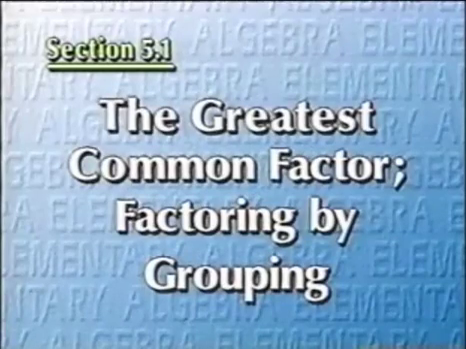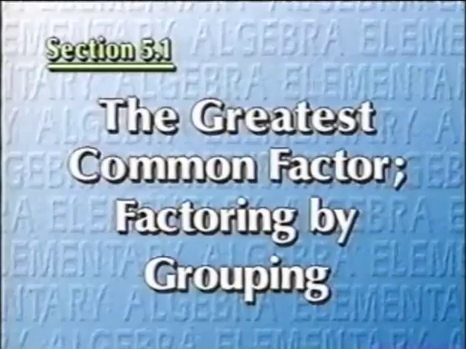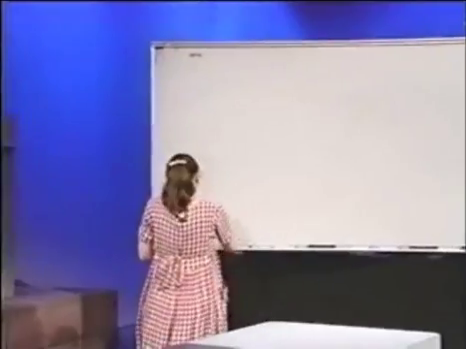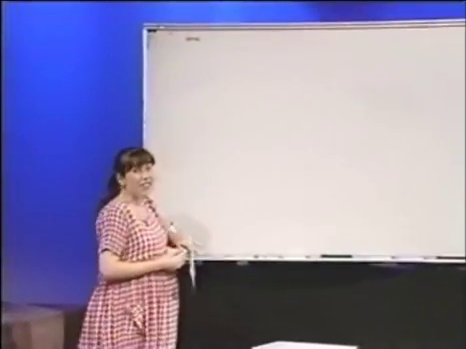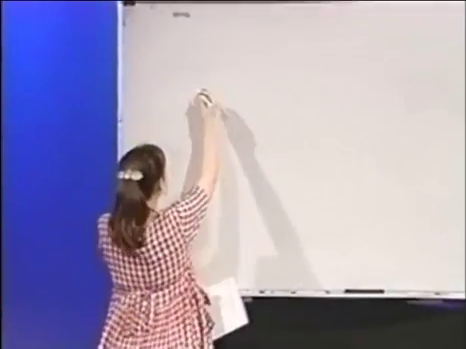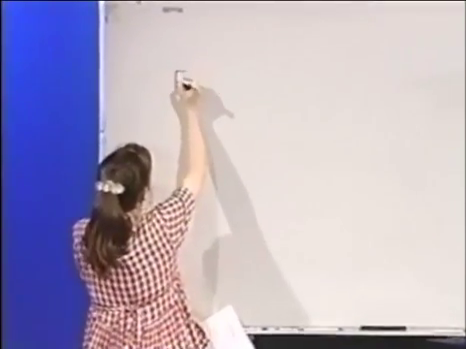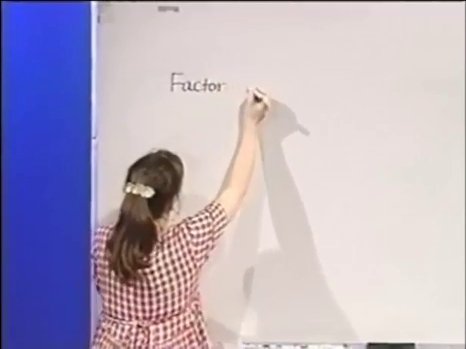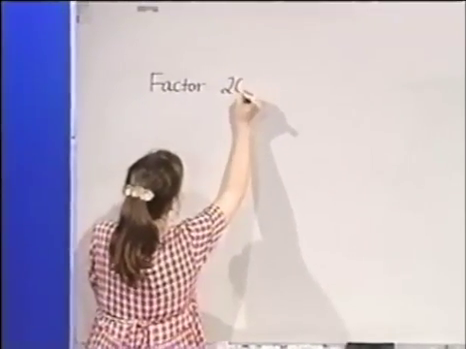So let's begin by looking at section 5.1 today, which is entitled The Greatest Common Factor and Factoring by Grouping. To start with, what I'd first of all like to do is define what it means to factor, and we'll do that in the form of an example. So let me write down the word factor, and let's factor a number to start with. Let's factor the number 20.